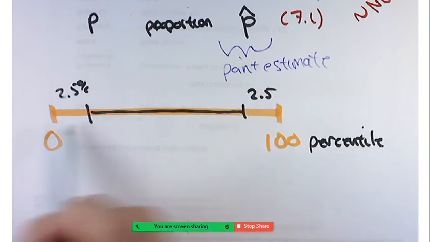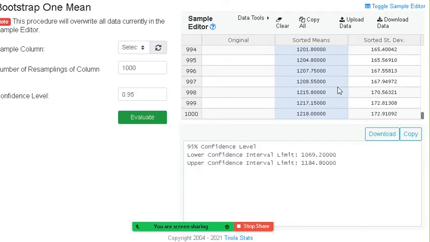So where are those values? Well, we can get that from StatDisk. Let's take a look back here. Right here. Our upper confidence interval, let's see. Oh, excuse me, our lower confidence interval is 1069.2. And the upper one is 1184.8.